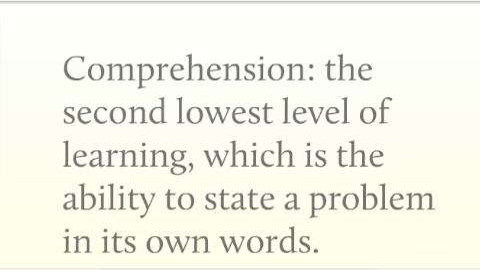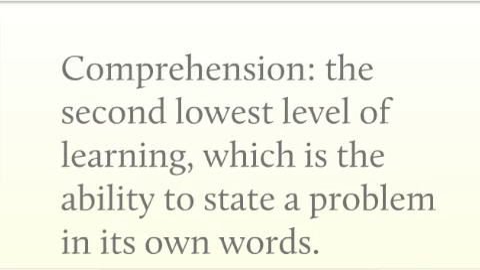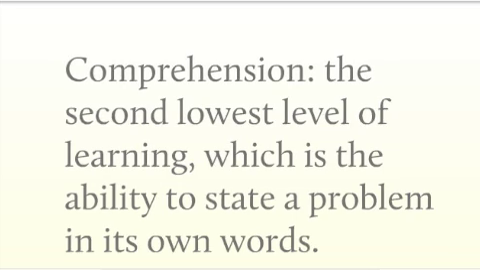Let's look at these. The lower level is called knowledge. Knowledge is the ability to recall data or information. This is the most basic level that we have. Secondly is comprehension, which is the ability to state a problem in its own words. This would be known as paraphrasing. The lowest level will be to quote it word for word, rote memory. To be able to paraphrase it would be the second level, which is comprehension.